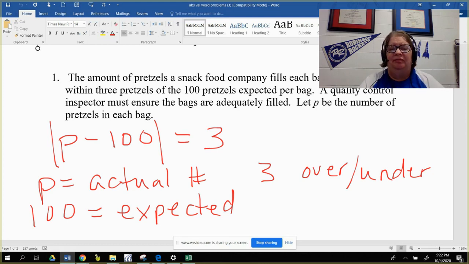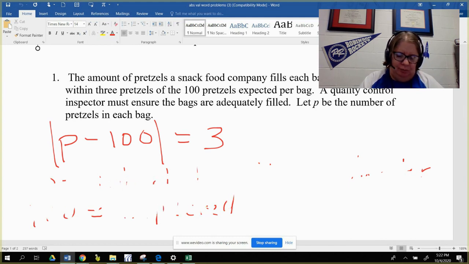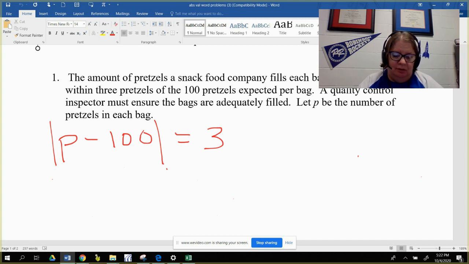Now, how would we solve that? So I'm going to erase this part so we have room to solve it. Here's my equation. The absolute value of the difference between the actual number and the expected number is 3. Okay, there we go. Now, if we're going to solve that, some of you can do that in your head.